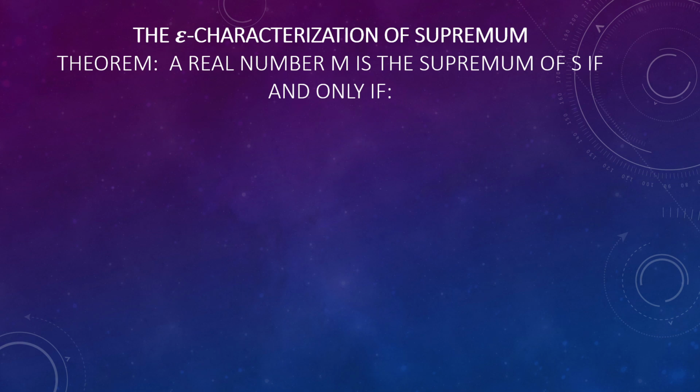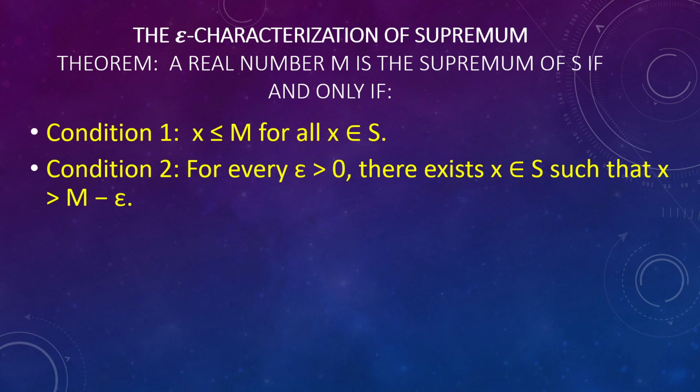This theorem gives a very useful characterization of the supremum. A real number M is the supremum of the set S if and only if two conditions are satisfied. The first condition is familiar, that is, M must be an upper bound of the set. The second condition says that for every positive epsilon, no matter how small, there exists an element x in the set such that x is greater than M minus epsilon.